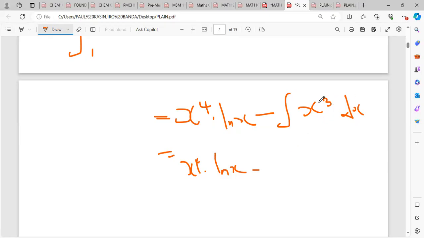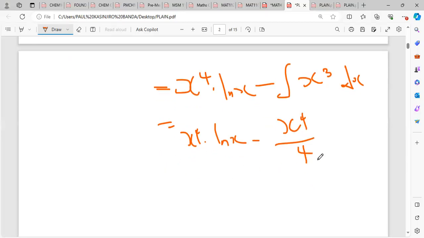x to the power 3? Okay, we increase the power by 1, then we divide by the new power, meaning I have x to the power 4 being divided by 4 there. Okay, so that would be my equation there.